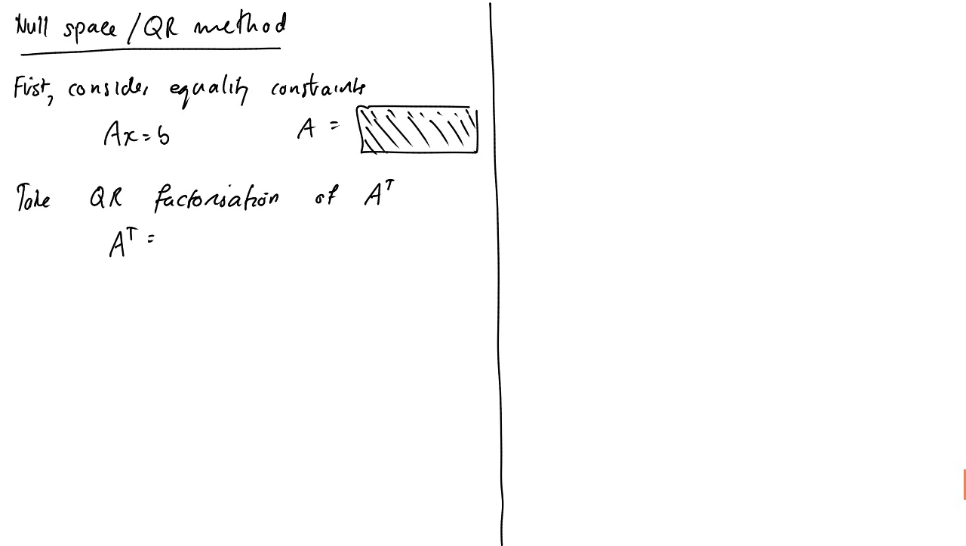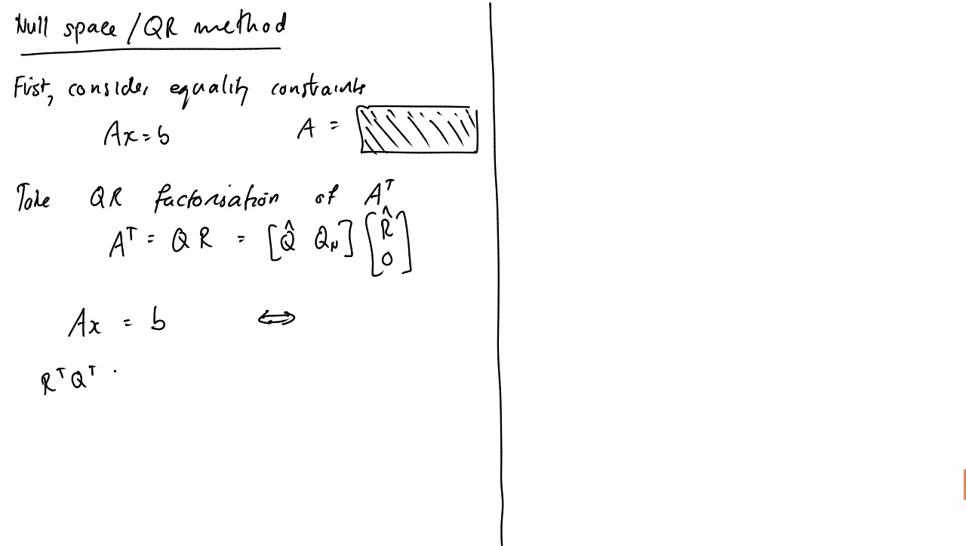and I'll write it down as the full QR factorization, equals QR, just to remind you, Q hat, Qn, R hat, which is square, and 0. So Ax equals b becomes R transpose Q transpose x, which in turn can be expressed in terms of the reduced QR factors, R hat transpose Q hat transpose x equals b. Now we'll write x.